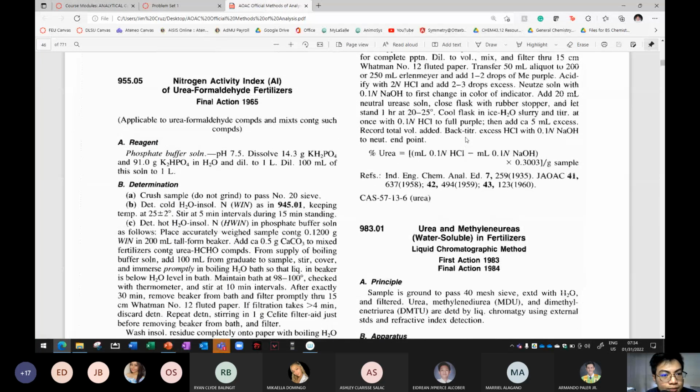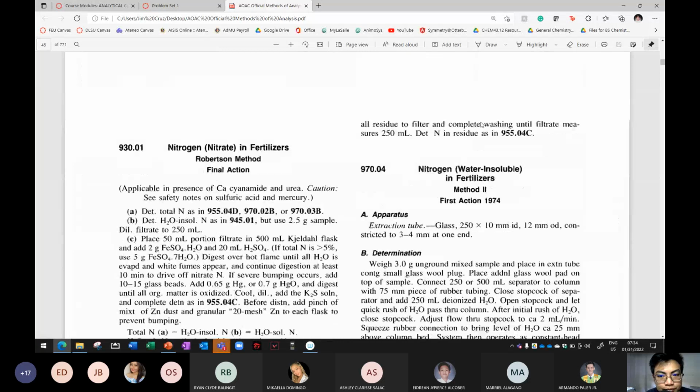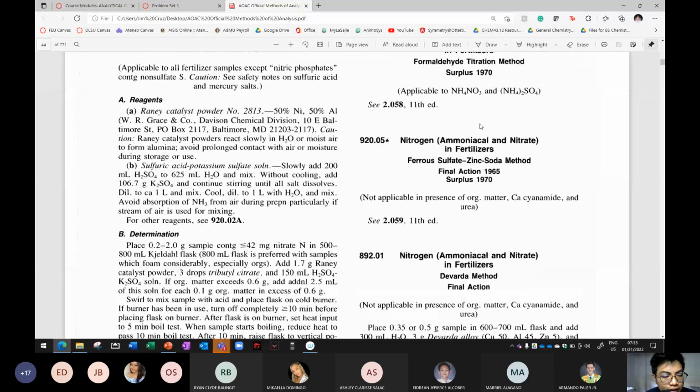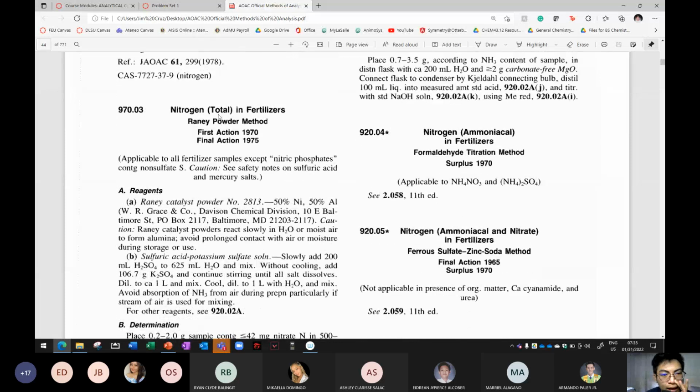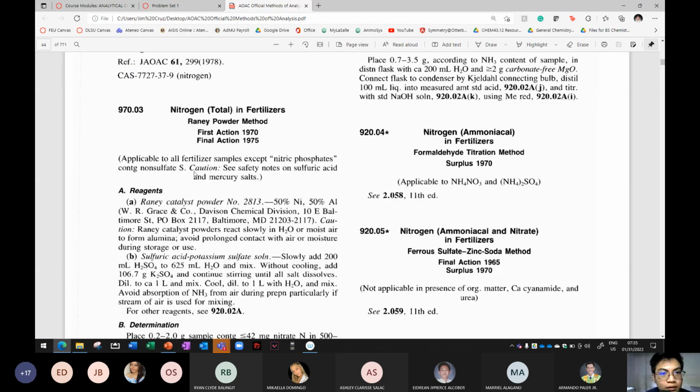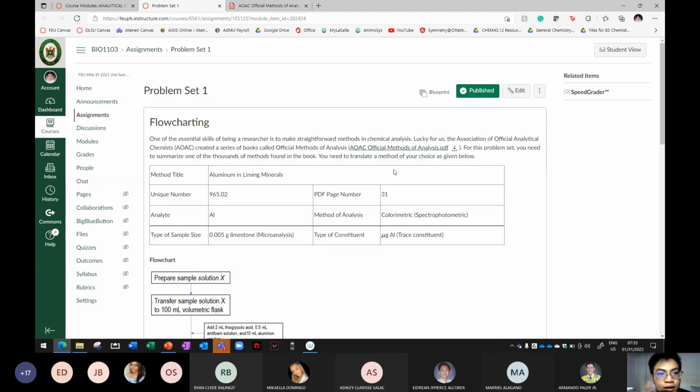Okay? Suppose you are going to analyze this method. Okay, ito. Total nitrogen in fertilizers. Yun yung lalagay ko dito sa title. For the unique number, that's 970.03. Yung PDF page number, just for me to check, no? So, ito, page 44 siya. So, lagay nyo doon, page 44.